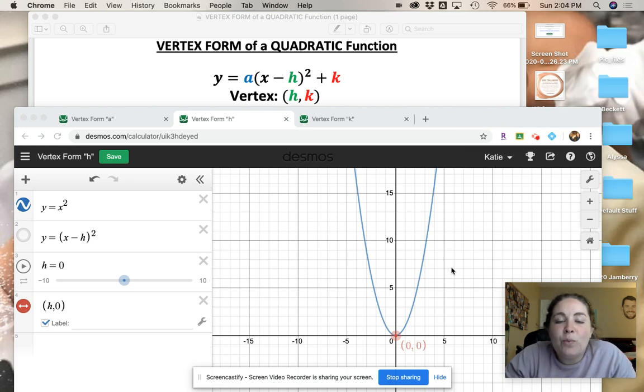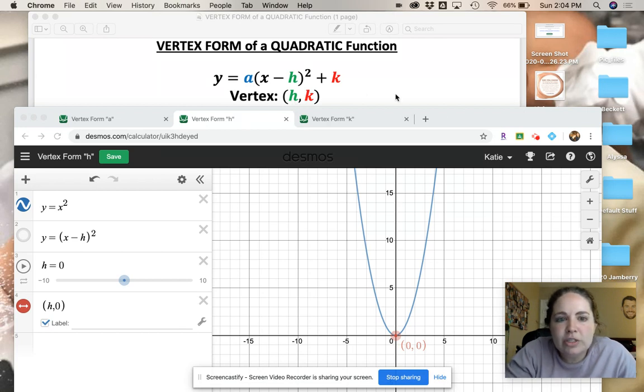Now let's look at what happens with this h value in our vertex form of our quadratic function. So again, notice up there at the top of your screen that the h is inside the parentheses in the form of the equation, and h is also the x value of our vertex that we've been talking about and looking at. Okay, so let's talk about when we change that h value, what happens to the parabola.